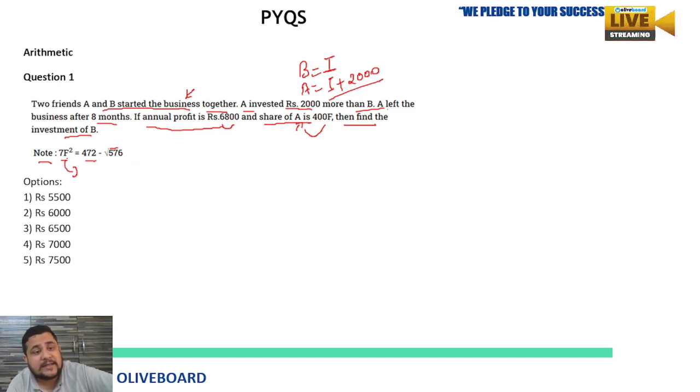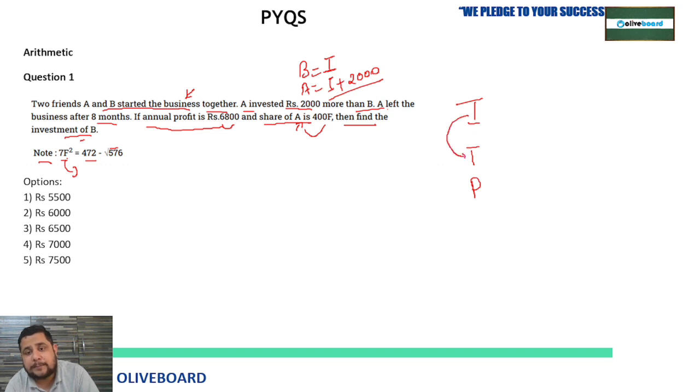If we find the value of F, then we can easily say what is the share of A. And what are they asking? Find the investment of B. For that, first of all, you have to understand the concept of partnership. Investment, time, profit, three things are most important. The product of investment and time will decide your profit.